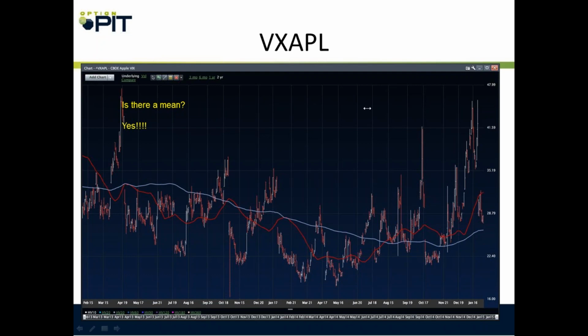Isn't it true that the VIX is based more on the price of options rather than movement? That is correct. It is based on implied volatility, which is derived from the price of options.